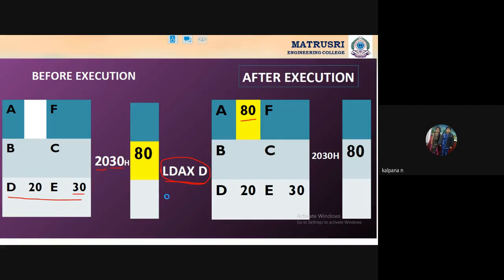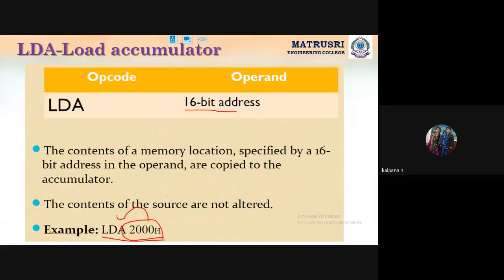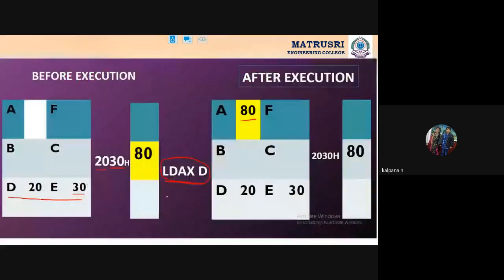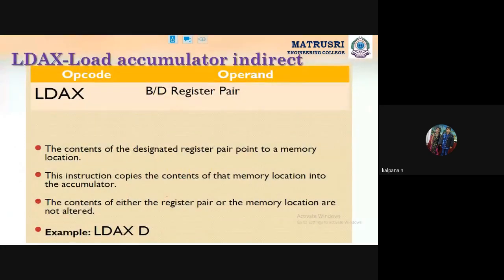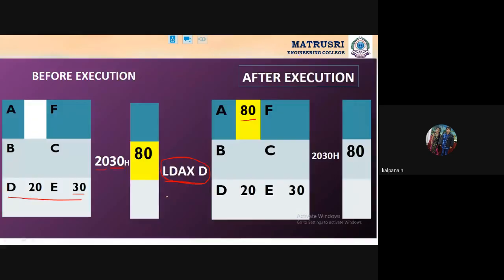LDAX. Till now, in all the instructions, we have represented data only. But in the LDAX instruction, we need to represent the operand as a register pair, and that register pair consists of a memory location, not data. In that memory location, whatever data is present, that data we are loading into the accumulator. Understand?